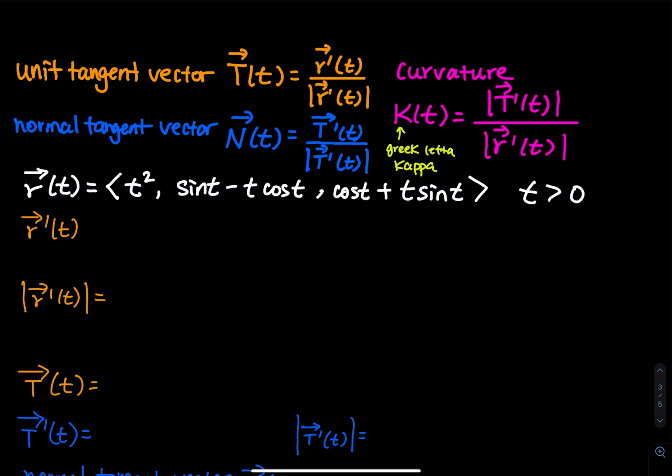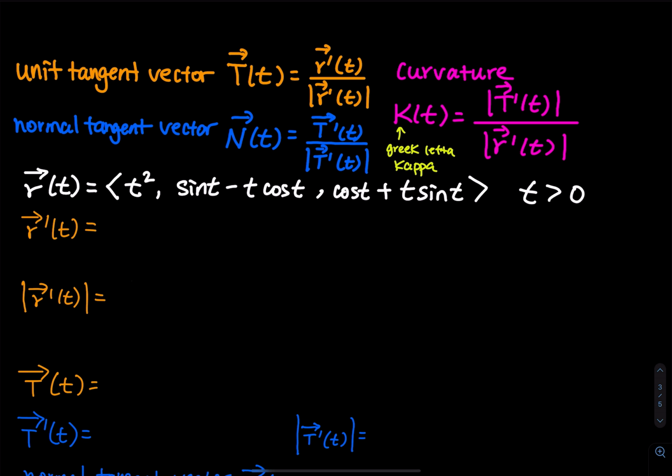Okay, back to this problem. First of all, we have to find the unit tangent vector. Everything is color coded, so let's get started. We have r of t equals t squared, comma, sine of t minus t cosine of t, comma, cosine of t plus t times sine of t, and I want t to be greater than 0. The first step is to find r prime of t, then find the magnitude of that, and then divide them. So let's do it.